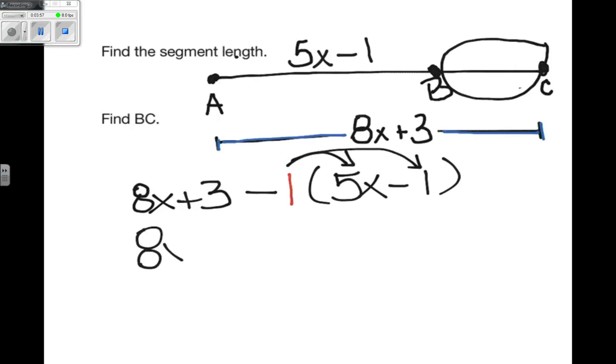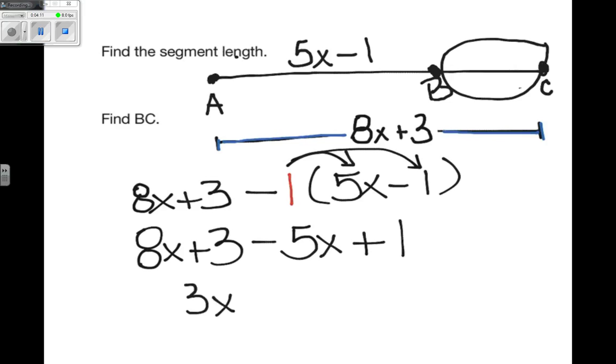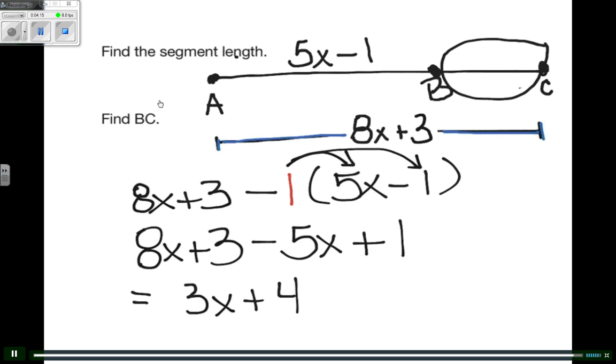We have 8x plus 3 minus 5x plus 1, because negative 1 times negative 1 is a positive 1. Now we can combine our like terms. 8x minus 5x is 3x, and 3 plus 1 is 4. So the length of BC is 3x plus 4.